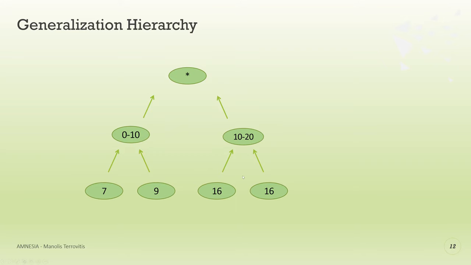So the user has to provide what we call a generalization hierarchy, which instructs the algorithm how specific values can be replaced with more generic ones. The work of the algorithm is to choose how much a value should be generalized to guarantee the desired anonymity. And it will generalize as little as possible to achieve the desired privacy requirement.